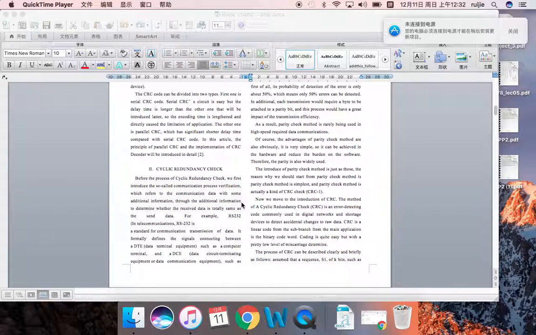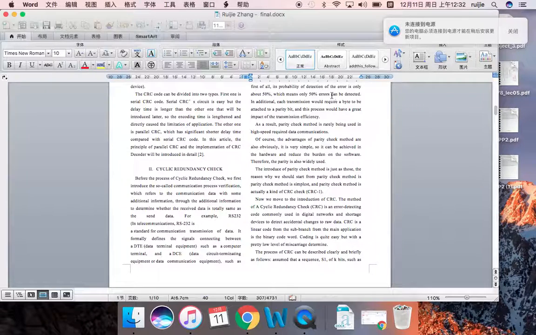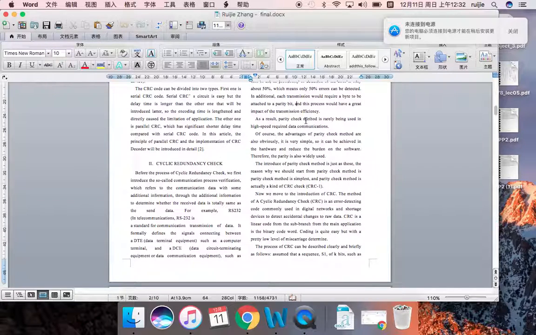What's the shortage of the parity check? The shortage of the parity check is obvious. First of all, its probability of detection of errors is only about 15%, which means only 15% of errors can be detected. In addition, each transmission would require a byte to be attached to a parity bit, and this process would have a great impact on the transmission efficiency.